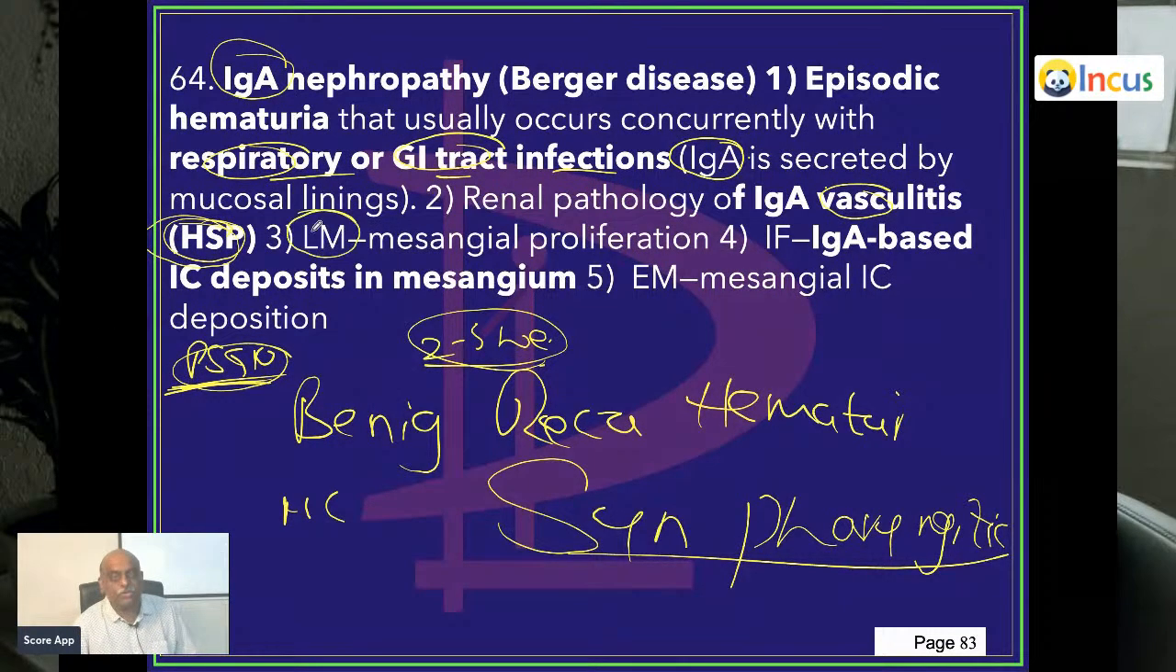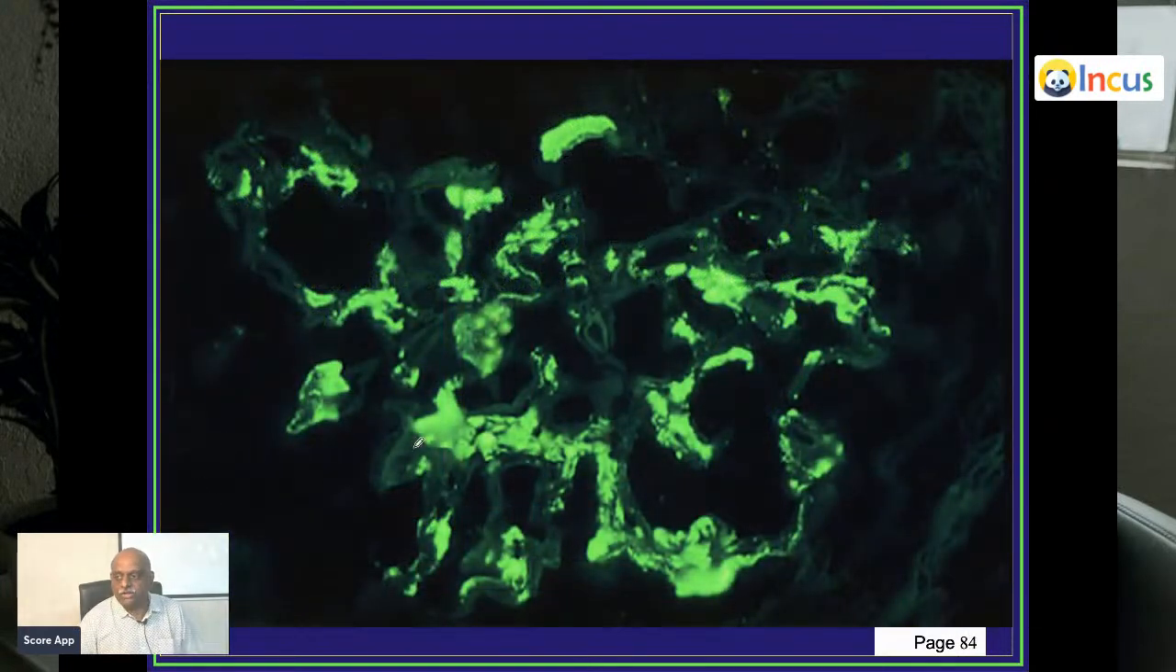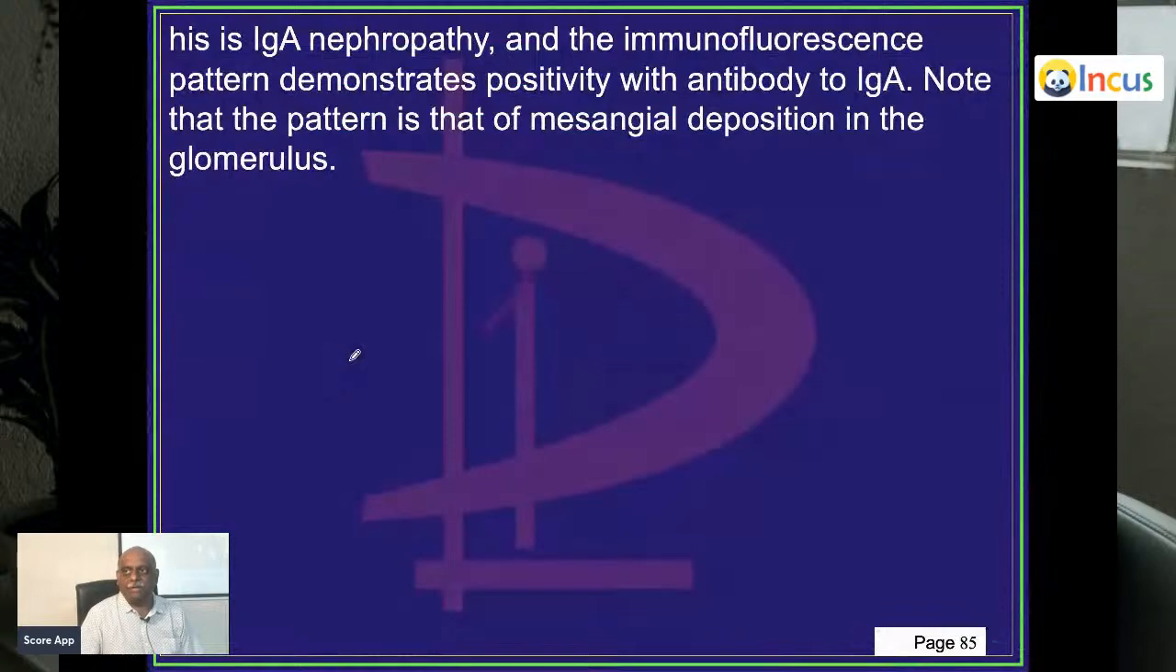Then if you do light microscopy, what do you see, doctor? The mesangial cells will be proliferating. If you do immunofluorescence, you can demonstrate that immunoglobulin A deposits in the mesangium. If you do electron microscopy, you can see in the mesangium the deposition. So mesangium is what you need to remember about IgA nephropathy. So this is a mesangial deposition on immunofluorescence in case of IgA nephropathy is what you need to remember.